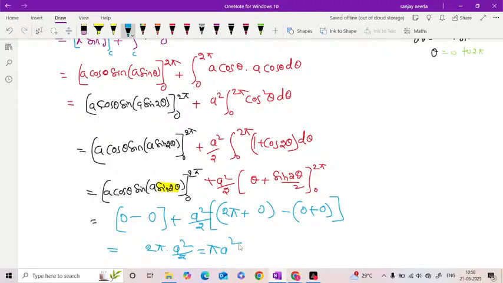Okay, clear Andy? Yes, sir. Okay. Anyway, this problem we will solve again by using Green's theorem. I think in the next class we will solve these line integral problems by using Green's theorem. This is the normal approach, but by using Green's theorem these problems are very simple.